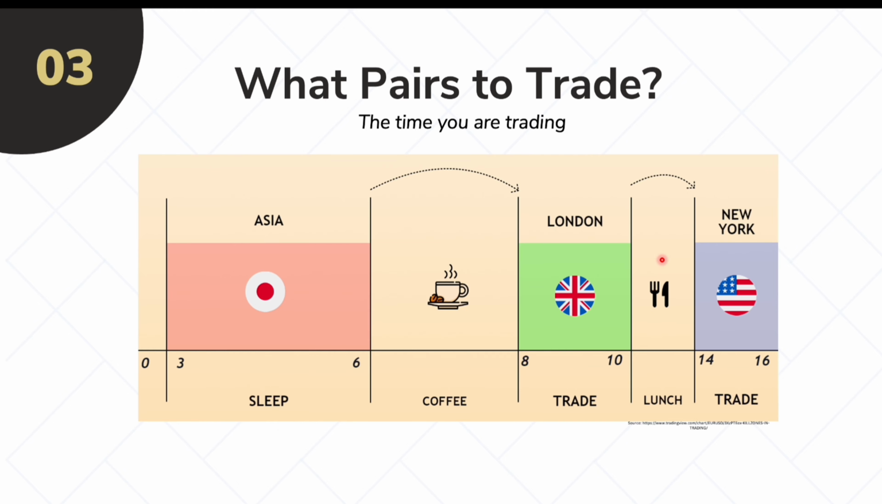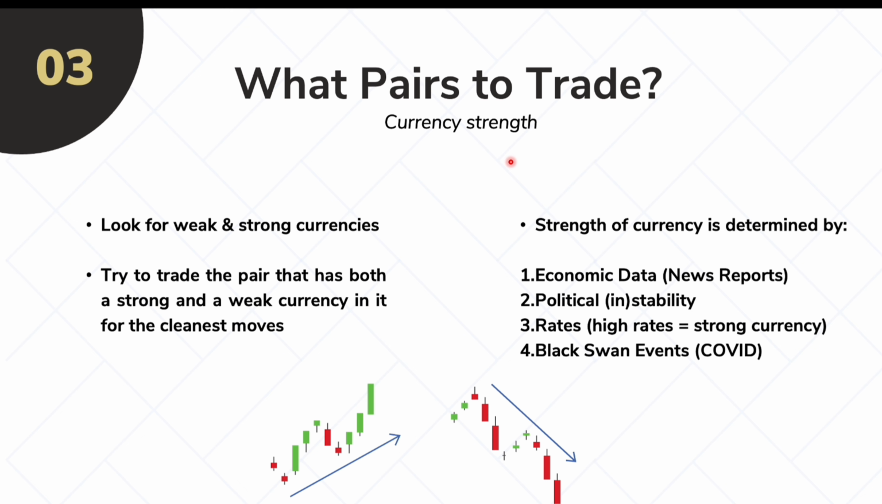So trade euro dollar, GBP dollar, and also euro GBP. Aside from trading the top 6 biggest pairs, and also knowing what time you best can trade those pairs, the third framework you can use for the question what pair should you trade is the currency strength. When you are doing your analysis, look for weak and strong currencies and try to trade a pair that has both a strong and a weak currency in it for the most clean moves.